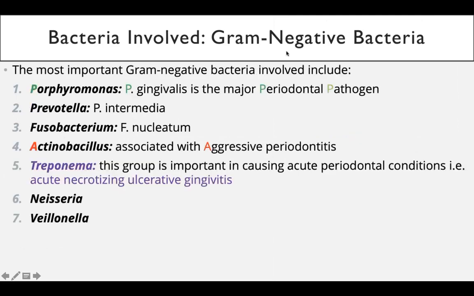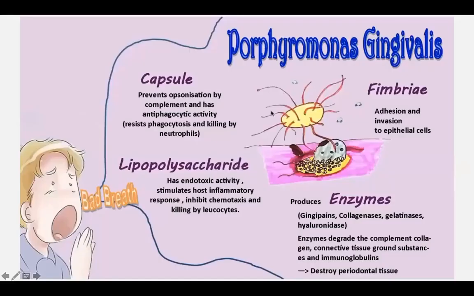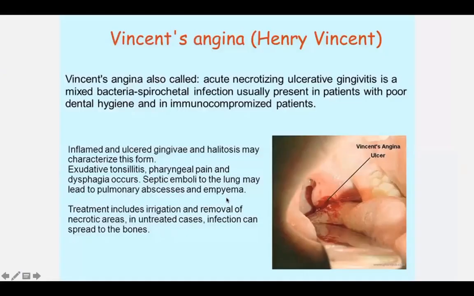And then we had a few important gram-negative bacteria, including Porphyromonas gingivalis, a major periodontal pathogen. Aggregatibacter actinomycetemcomitans causes aggressive periodontitis, and Treponema causes ANUG. Others were Prevotella, Fusobacterium, Neisseria, Veillonella. This was Porphyromonas gingivalis. It's a gram-negative bacterium, has LPS, has endotoxin, and avoids opsonization.